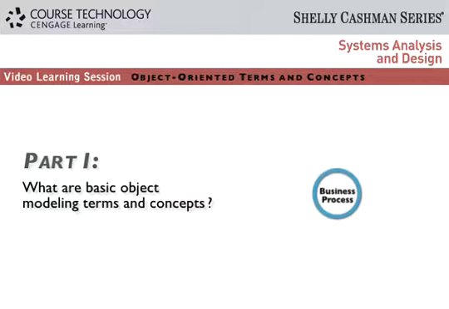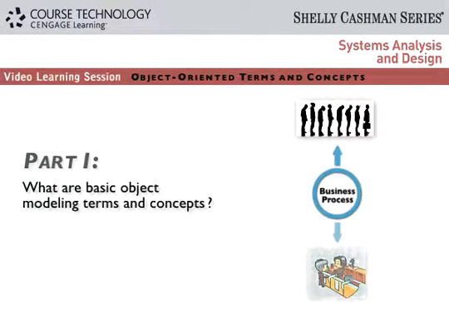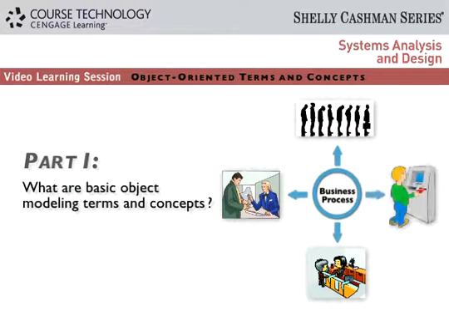An object represents a real person, place, event, or transaction. Object-oriented analysis shows how objects behave, how they interact, and how they perform real-world functions and tasks.